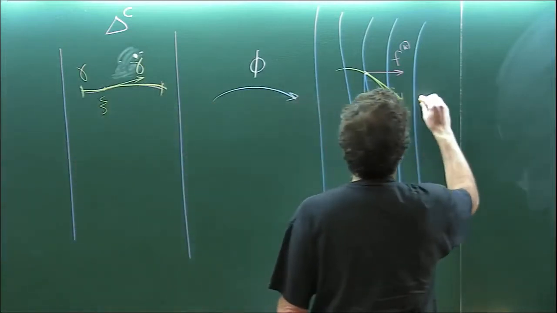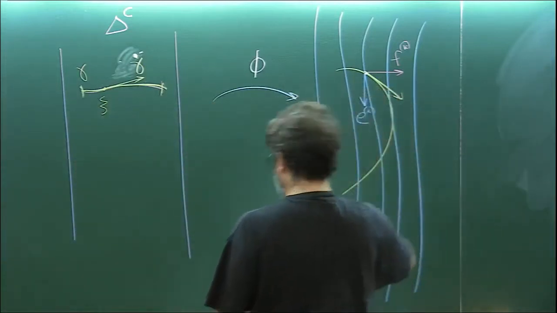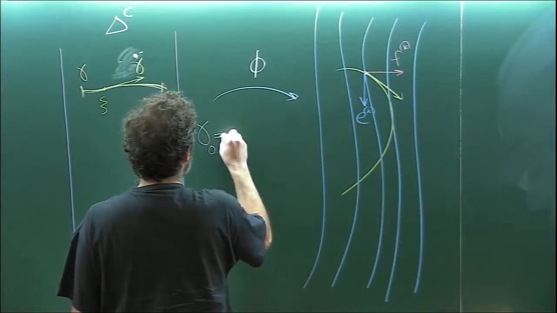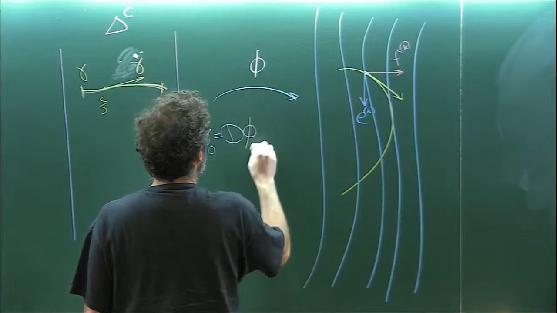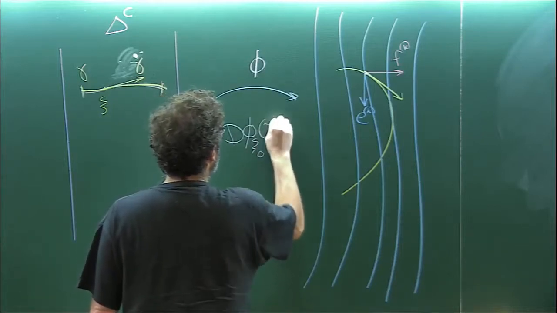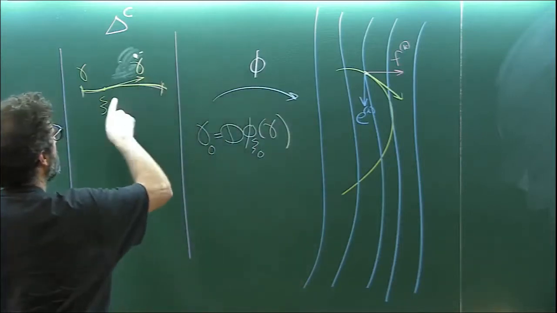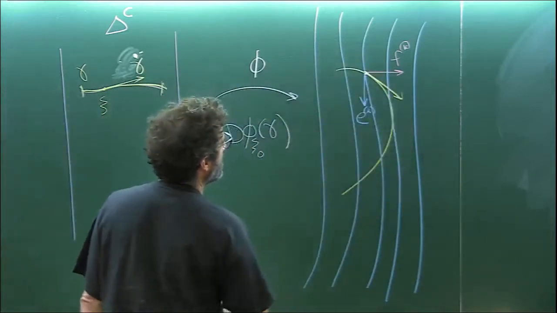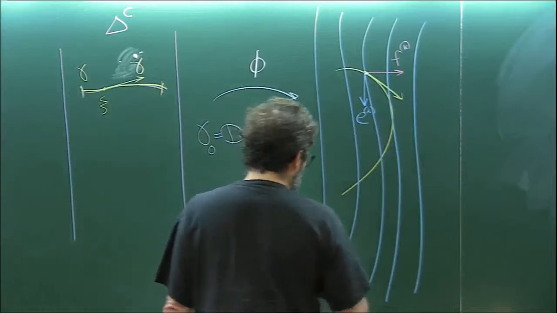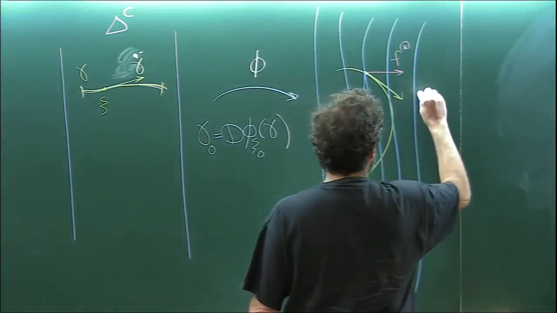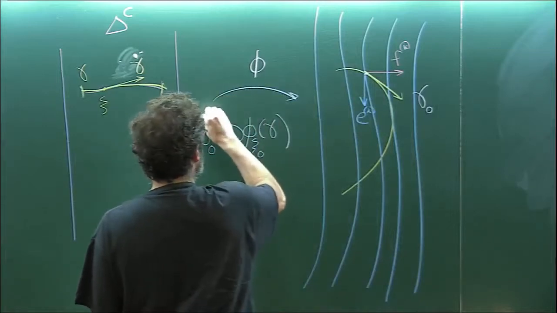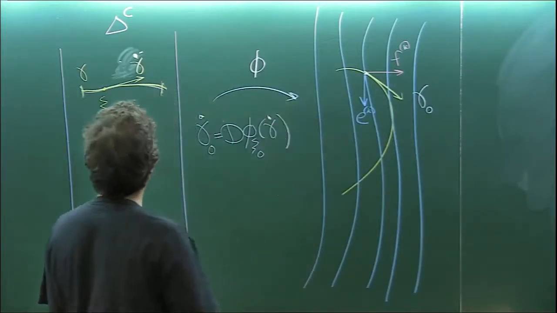Then this vector here, let me call it gamma 0, is the image of gamma by the derivative, right? So you take the derivative, sends all the tangent vectors here to tangent vectors here. And so this is gamma 0. Here, gamma 0 dot is the image of gamma dot.